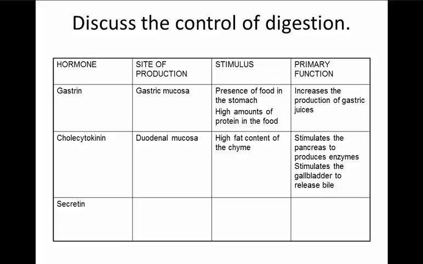The final hormone is secretin. The site of production is again the duodenal mucosa. Its stimulus is the acidic chyme. As the chyme comes out of the stomach, it's highly acidic because of the hydrochloric acid that was mixed in within the stomach. The primary function of the secretin is to stimulate the pancreas to produce and release sodium bicarbonate. As we mentioned earlier, the bicarbonate acts as a base and will neutralize the acidity of the chyme.